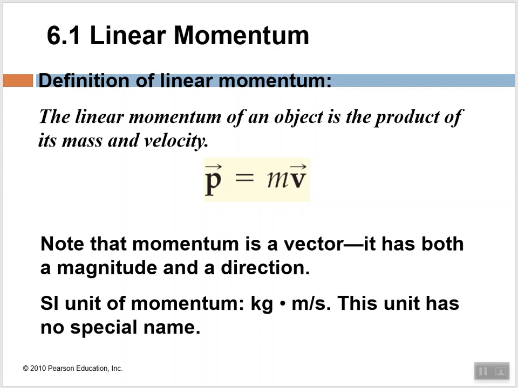The SI unit of momentum is kilogram meters per second. This unit has no special name. The reason we get that is mass is kilograms, as you can imagine, and velocity is meters per second. So when you multiply those together, that gives you your units. There are no special derived units for momentum like there are for other quantities, like force or other ones like that.